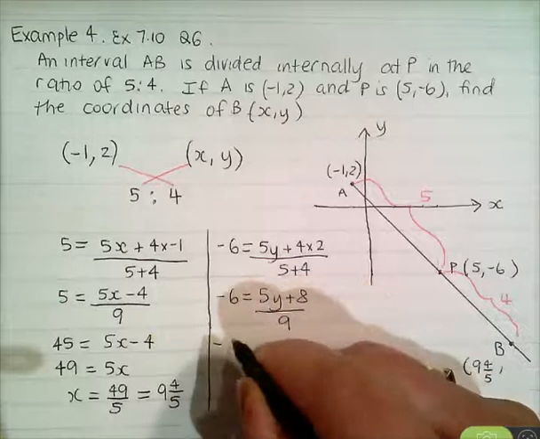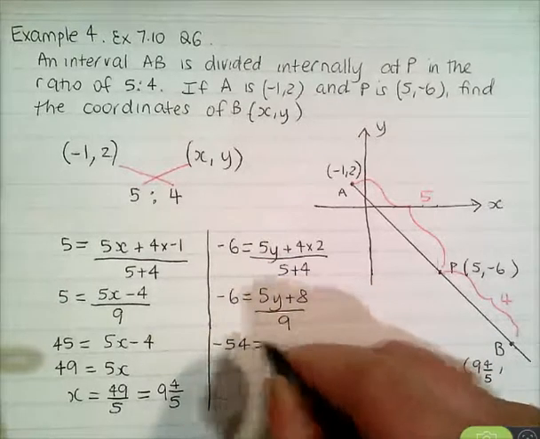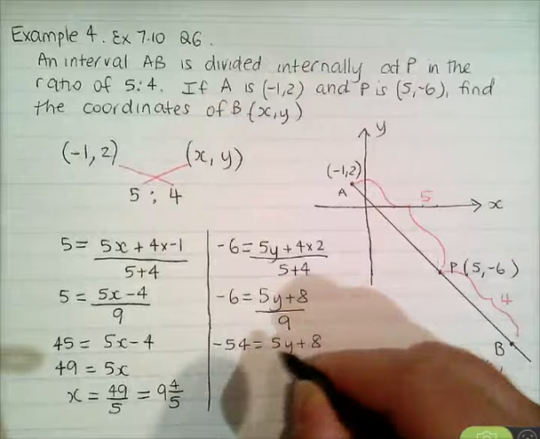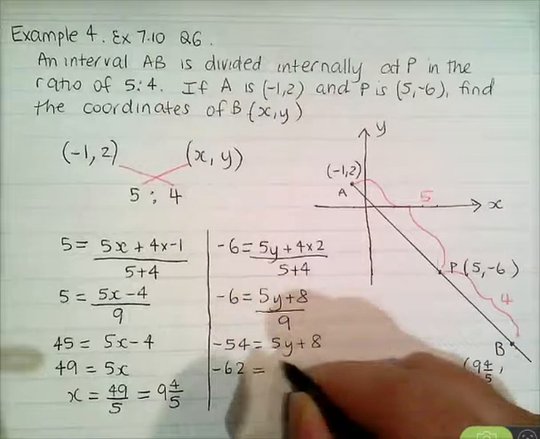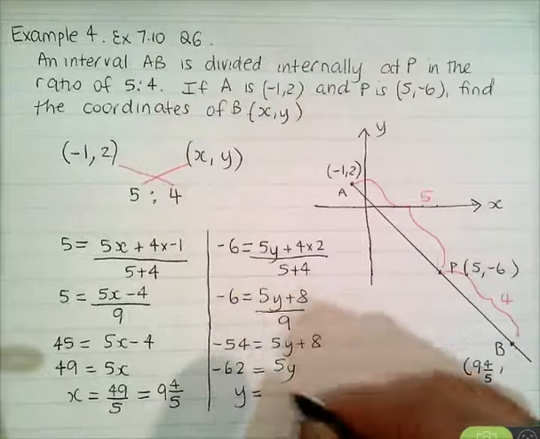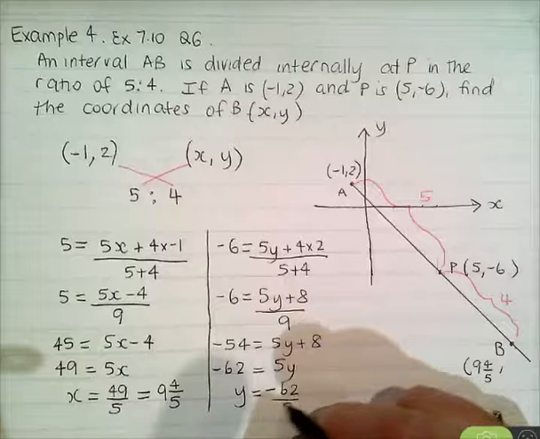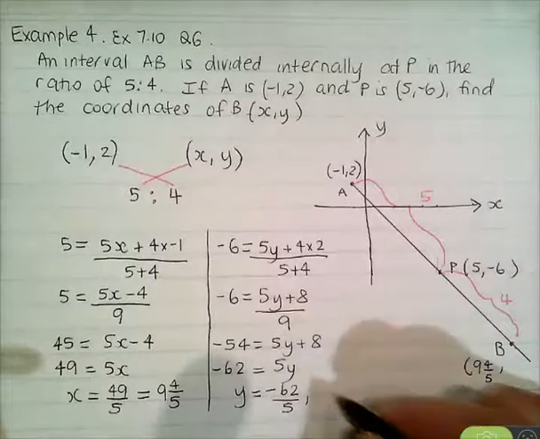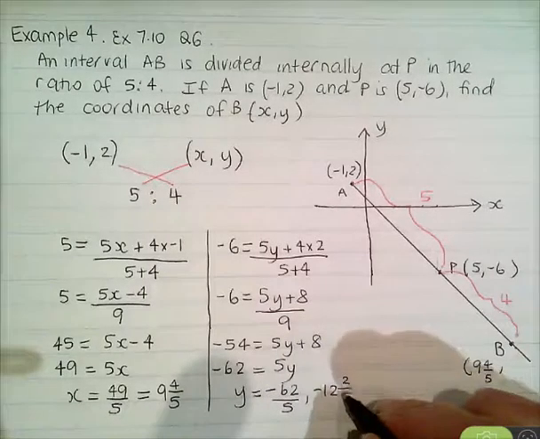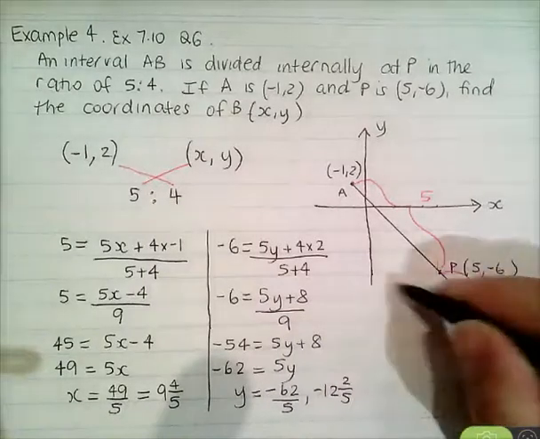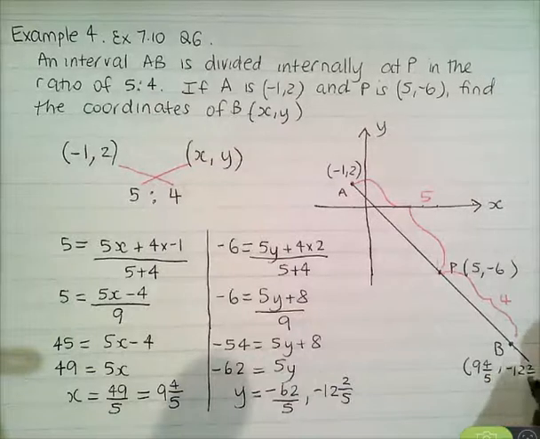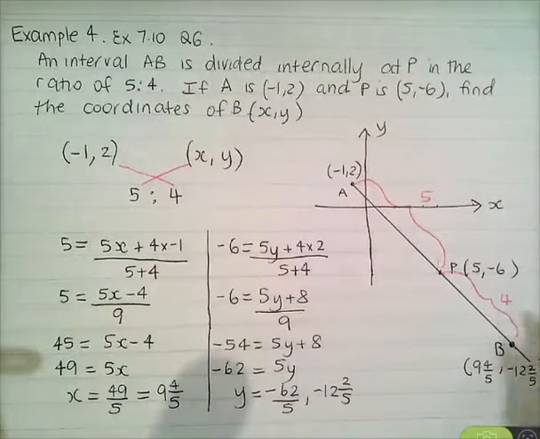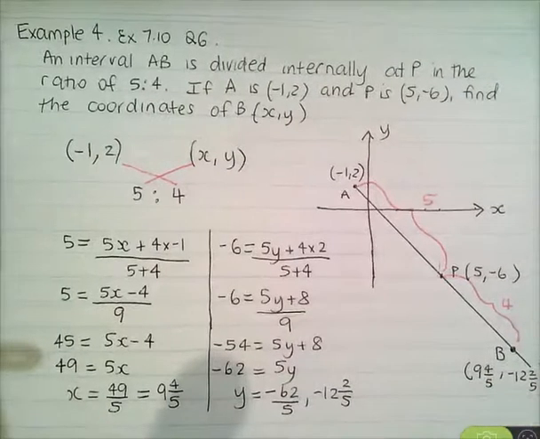Multiplying by 9 we get negative 54 equals 5y plus 8. Taking this 8 to the other side, we get negative 62 equals 5y. And so y is negative 62 on 5, which is negative 12 and 2/5. And that seems like a reasonable value to have down here for b. So negative 12 and 2/5. Okay? And I'll just move that over a little bit.